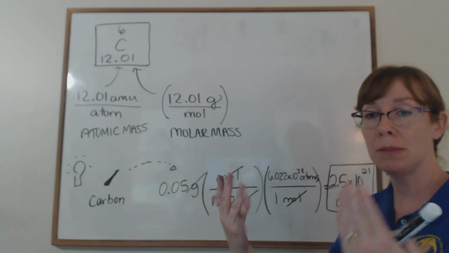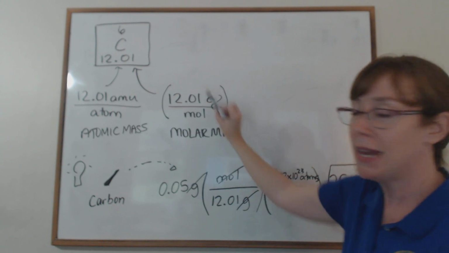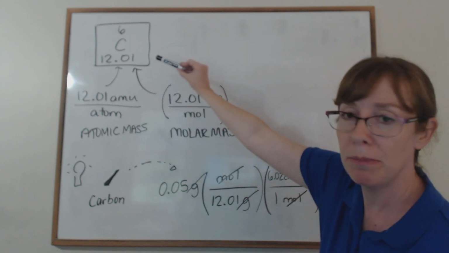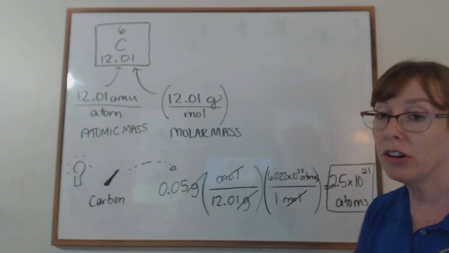It was only possible because Mr. Avogadro invented the concept of a mole, made it match the atomic mass so we can use our periodic table, and knew how many atoms were in it. It's brilliant. You're going to use it a lot.